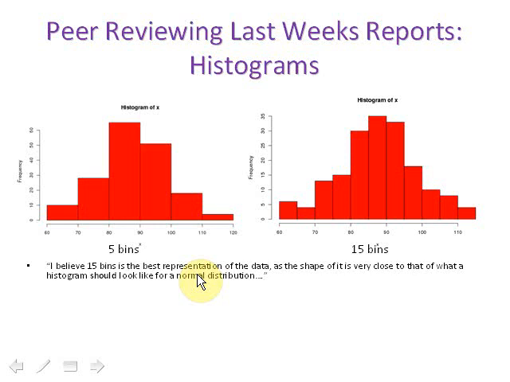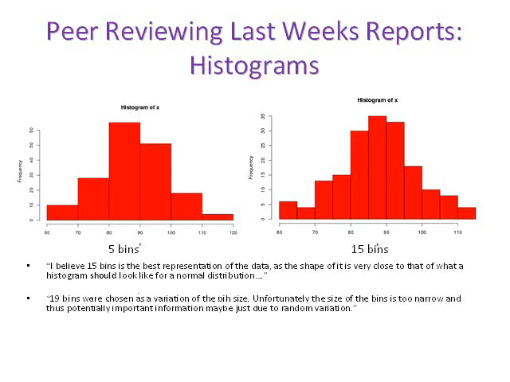So this person believes that 15 bins is the best representation of the data as the shape is close to what a histogram should look like for a normal distribution. Well, that's sort of assuming that the purpose of doing a histogram is to make it look like a normal distribution. That's not what the purpose is. It's to give you an accurate representation of the distribution. And that distribution doesn't have to be a normal distribution.